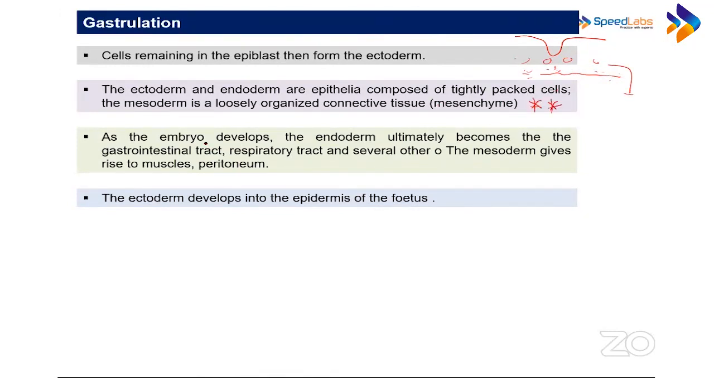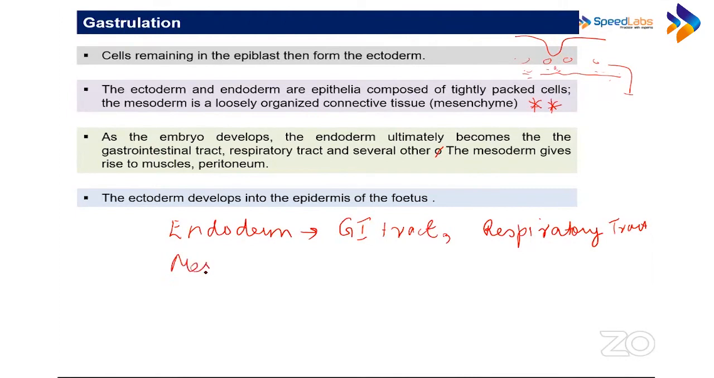All right. So as the embryo develops, the endoderm becomes the gastrointestinal tract, respiratory tract, and several other. So what is the fate? What is the fate? Endoderm. क्या बनाता है endoderm? Endoderm बनाता है GI tract और alimentary canal, respiratory tract जो सबसे लास्ट में डेवलप होता है.